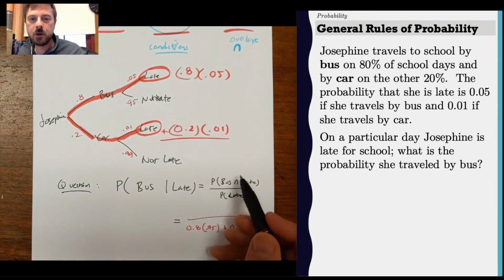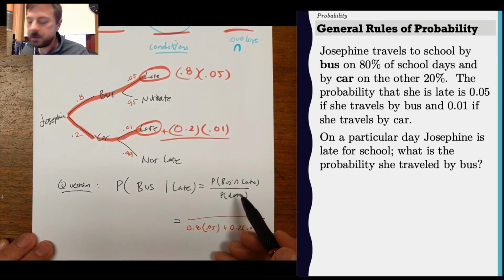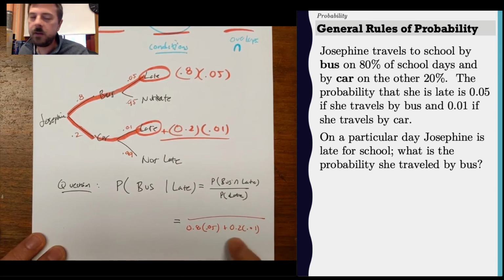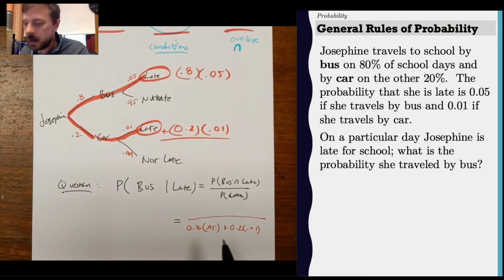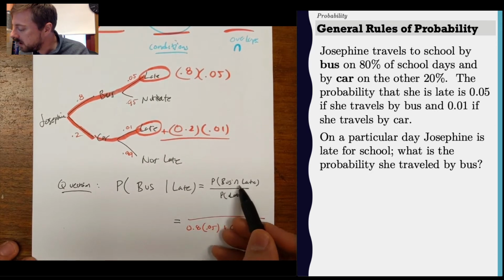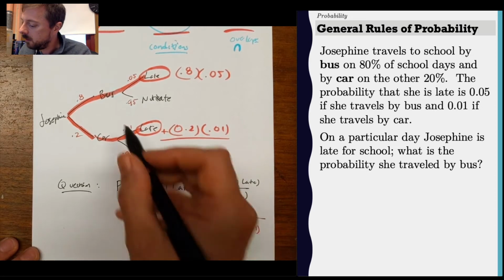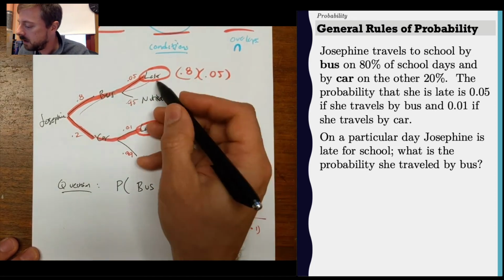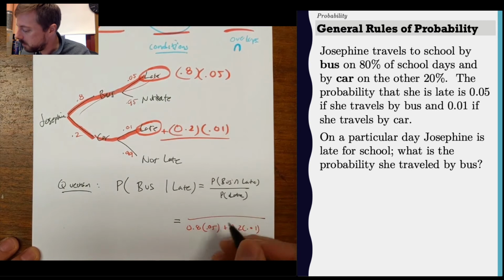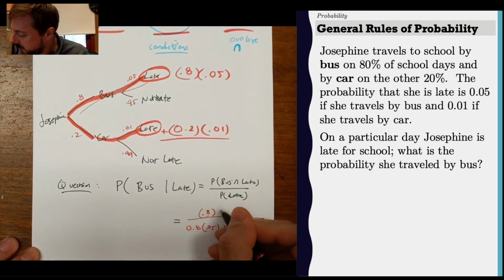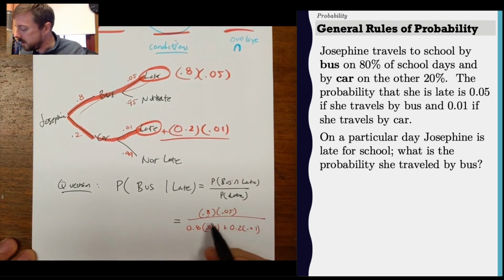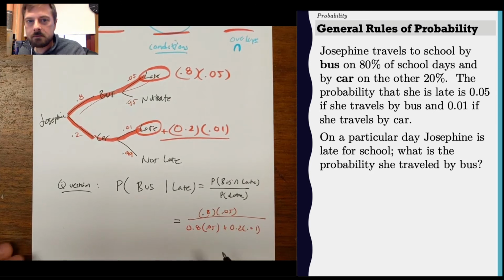Now the fun part about the numerator is it's always one of the two parts of our denominator. Remember, all probabilities are like fractions, it's parts out of wholes. So I need to say, okay, bus intersect late, that was one of these two calculations right here. Which one was it? Well, that was this guy, bus intersect late. So I can just take that probability, 0.8 times 0.05, and that becomes my numerator.